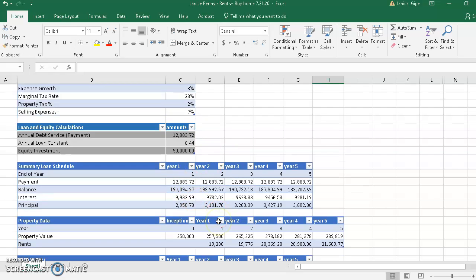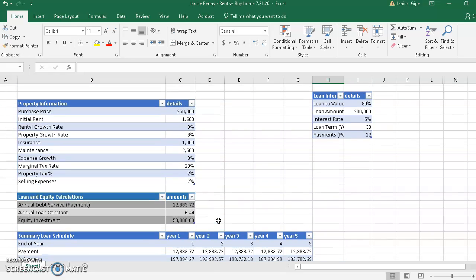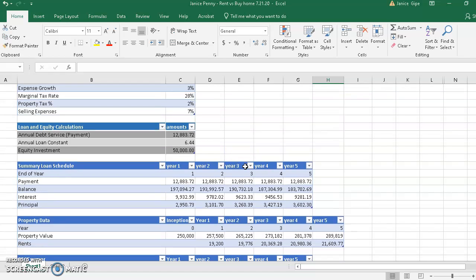And then the annual loan constant is 6.44%, and the equity investment in the home is $50,000. You only took the loan out for $200,000, and you paid down the $50,000.